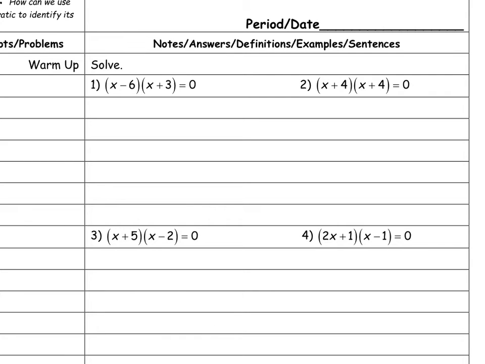Remember, if I have two things multiplied together that equals 0, one of those things has to be 0. So that means that either x minus 6 has to equal 0 or x plus 3 has to equal 0. And now I just solve for x by adding 6 and subtracting 3. That means x equals 6 or negative 3.